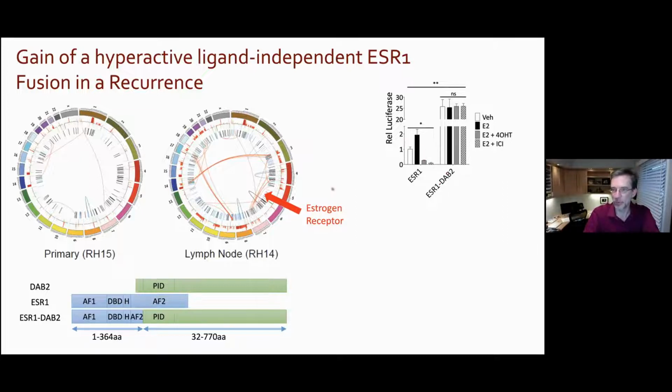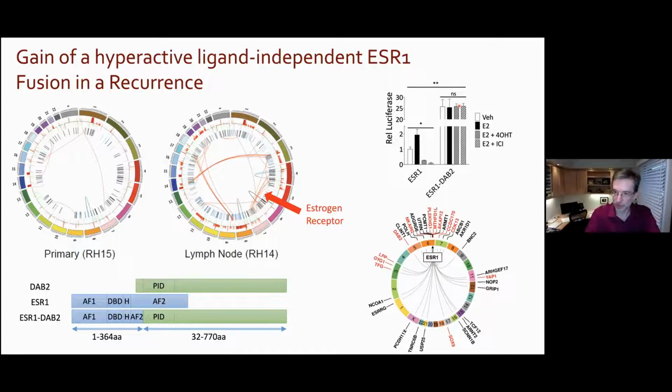This is that fusion from this patient. You can see, first off, it's hyperactive. It's much more active, 25 times more active than regular estrogen receptor. And then when you give hormone, it's completely ligand independent. So this patient was being treated with hormone therapy, yet there was obviously going to be no response because the version of estrogen receptor they have, this fusion, is completely unresponsive to hormone. And probably this played a dominant role in the progression and unfortunate death of this patient.